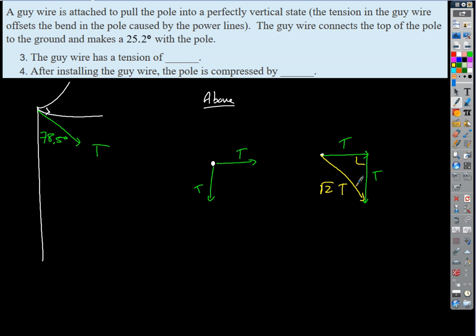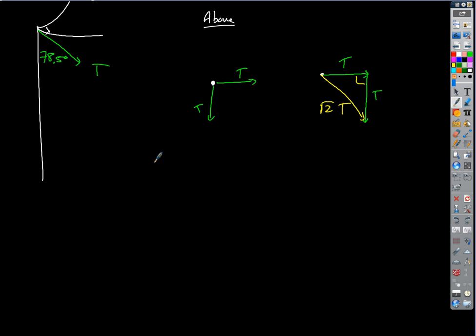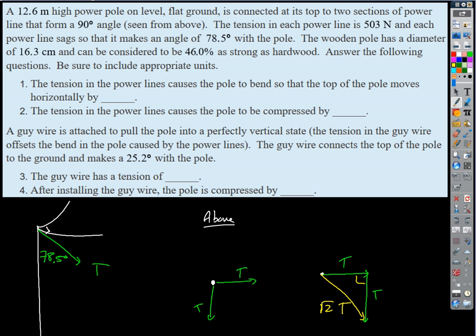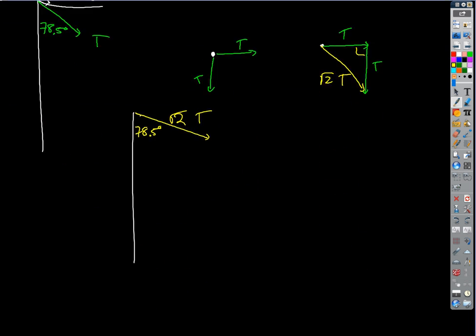Okay, so if we look from the side, what does this look like? We've got our pole, and up here at the top we've got this vector that's now 2 square root of 2 times T at 78.5 degrees. We know what the tension is; they give that to us. We can plug that in later. It's 503 newtons. We can take this sideways force and break it into components based on this angle.